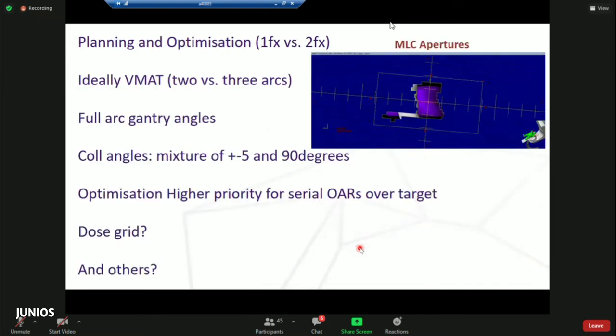So the planning and optimization, as you can see, is really highly challenging. Also, it's demanding from a treatment planning and delivery point of view. Regarding our Eclipse experience, we use 2 or 3 arcs, up to 3 arcs, but most of the time 2 arcs is sufficient as a full arc. And the collimator will be a mixture of plus minus 5 degrees, and we have a second arc effectively to spare the sharp part of the spinal cord, and one arc can be 90 degrees. That's kind of the recipe we've been using.